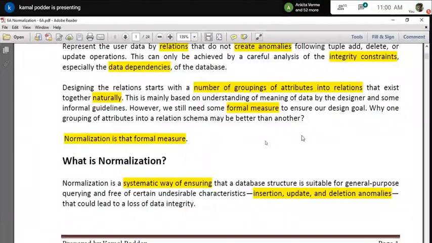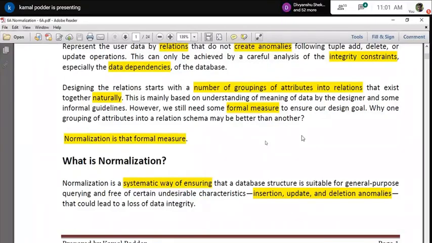Because by seeing only the data and its nature, that it is a natural group, we cannot take the decision that it should be kept in one table. Then you will find a lot of problems. This formal measure is nothing but normalization. Normalization provides us some guidelines, and with the help of the guidelines, if you create our tables, then you will find that those types of anomaly will not occur while you are doing operations on that particular database or table.